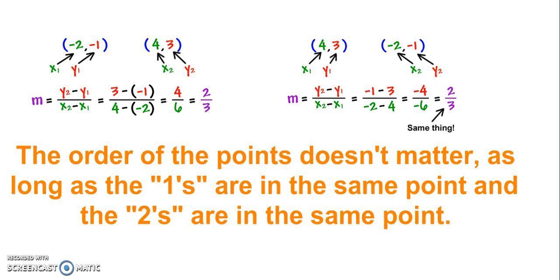And notice that this time we're going to do -1 minus 3, which gives me -4, and -2 minus 4, which gives me -6, and a negative divided by a negative is going to give me a positive. So either way I do this, I get the same answer. So the order of the points doesn't matter as long as the 1's are in the same ordered pair and the 2's are in the same ordered pair. You should always be checking your answer to make sure that whatever type of slope you get, whether it's positive, negative, 0, or undefined, matches what the graph looks like. And if you need to, draw a sketch of it so you can visualize that, yes, this should be a positive slope.